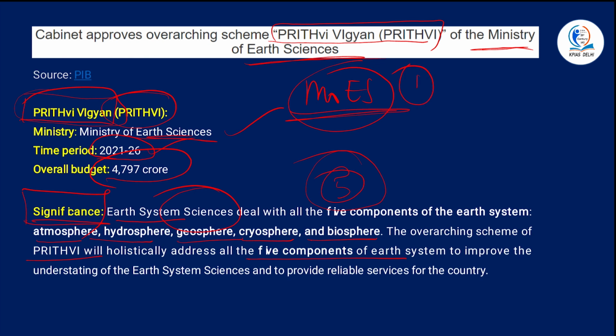One important objective is augmentation and sustenance of long-term observation of all the 5 Earth systems. All 5 Earth systems observation is part and parcel of this particular scheme called Prithvi. Observation of atmosphere, geosphere, cryosphere, solid earth and ocean. It forms an important objective.